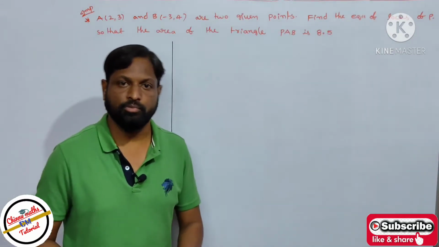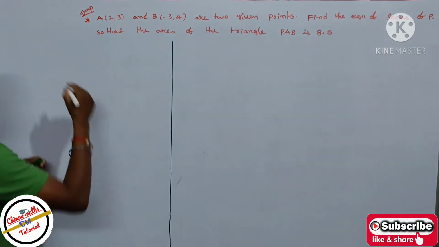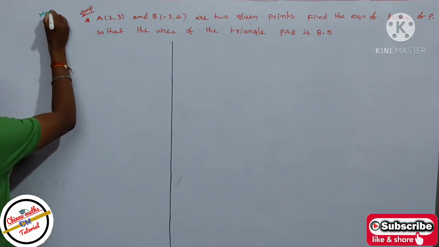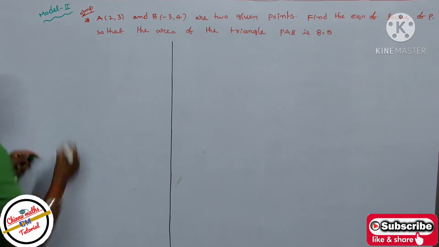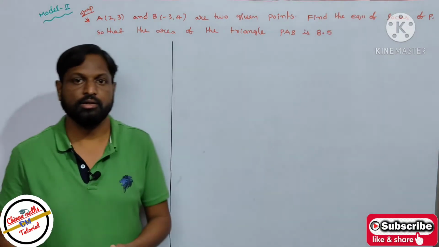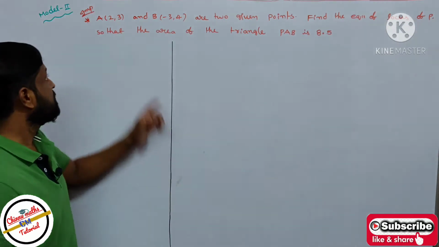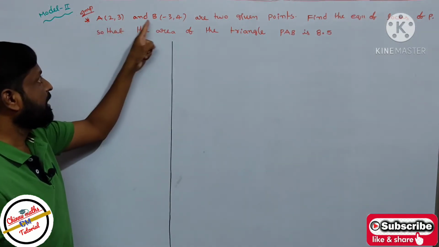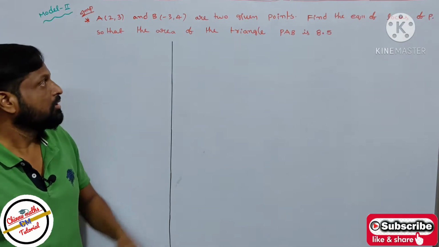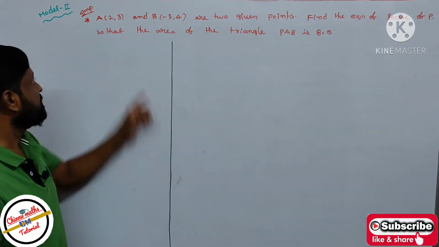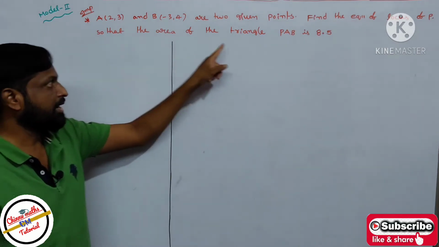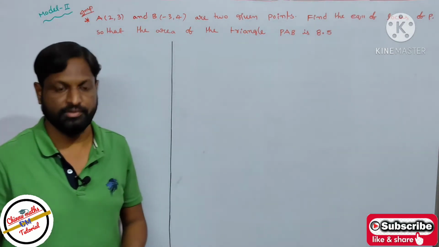Let's continue the remaining problems. So next model, number 2, is a very important model based on the area of the triangle. So let A (2, 3) and B (-3, 4) be two given points. Find the equation of the locus of P so that the area of the triangle PAB is 8.5.